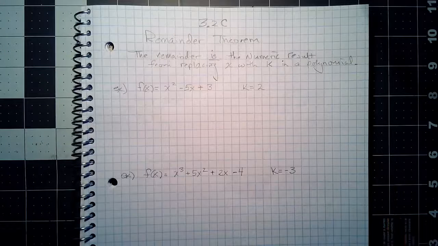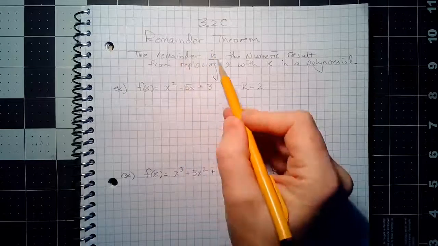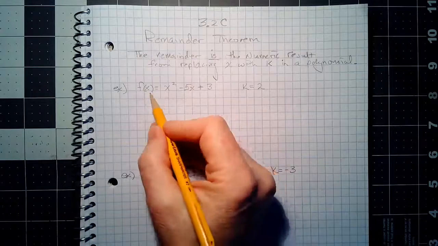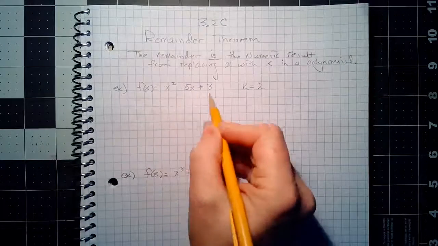Hey everybody! So now we're going to use synthetic division to do something really cool. It turns out that synthetic division can be used to determine what you get when you plug in a number into a polynomial. It's called the remainder theorem. And it's going to turn out that the remainder itself is the numeric result that you get when you replace x with some number.